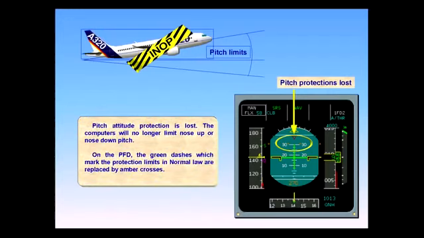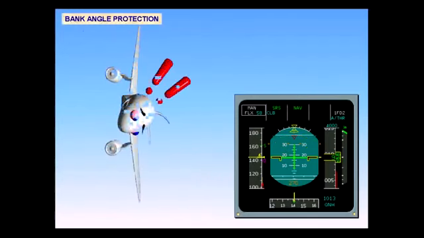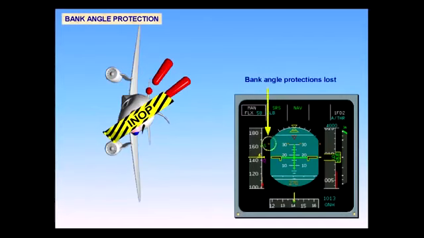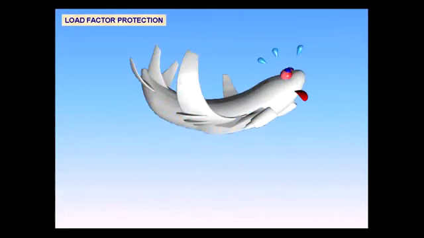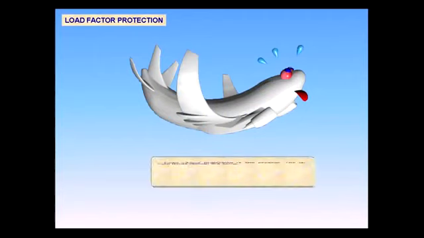Bank angle protection is lost. On the PFD, the green dashes are replaced by amber crosses. Load factor protection is still present. The G load limits remain the same.